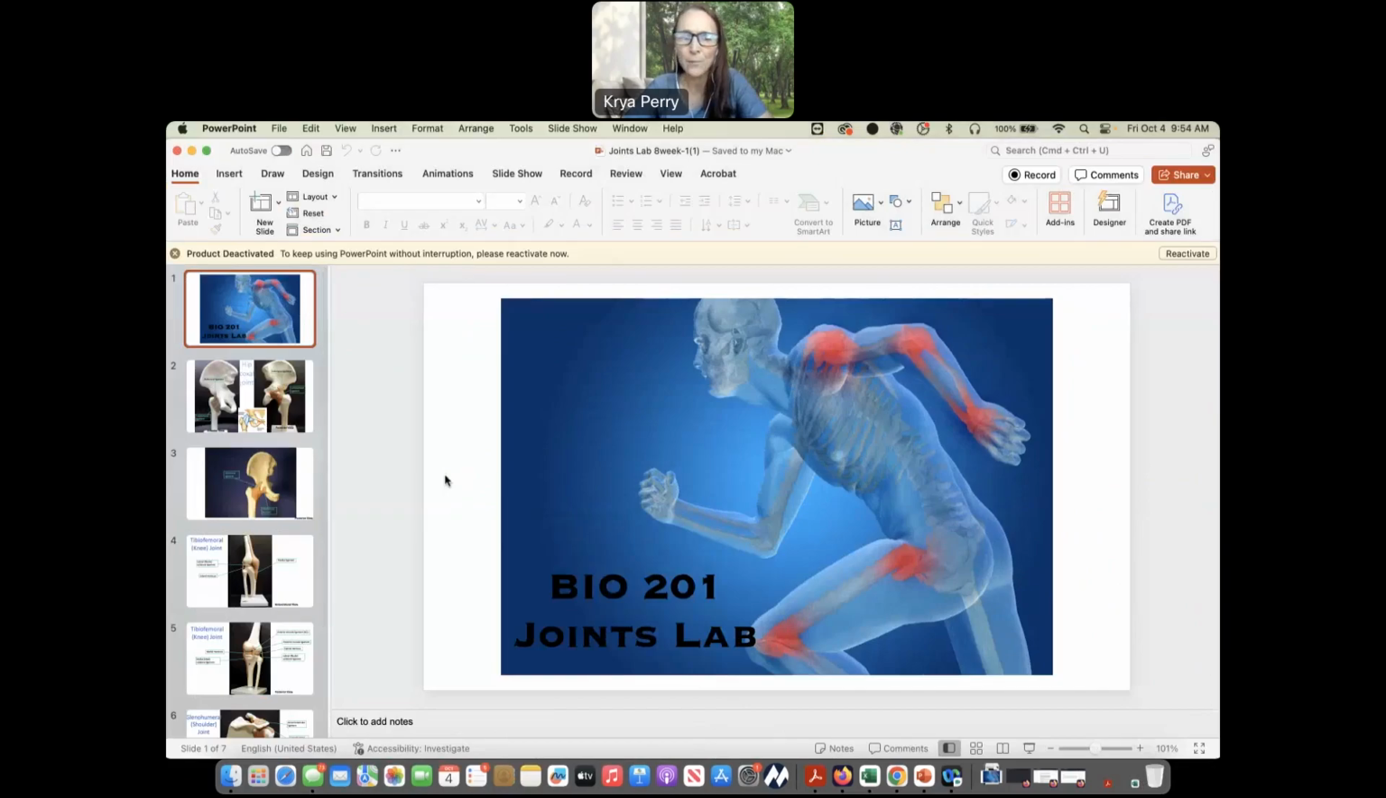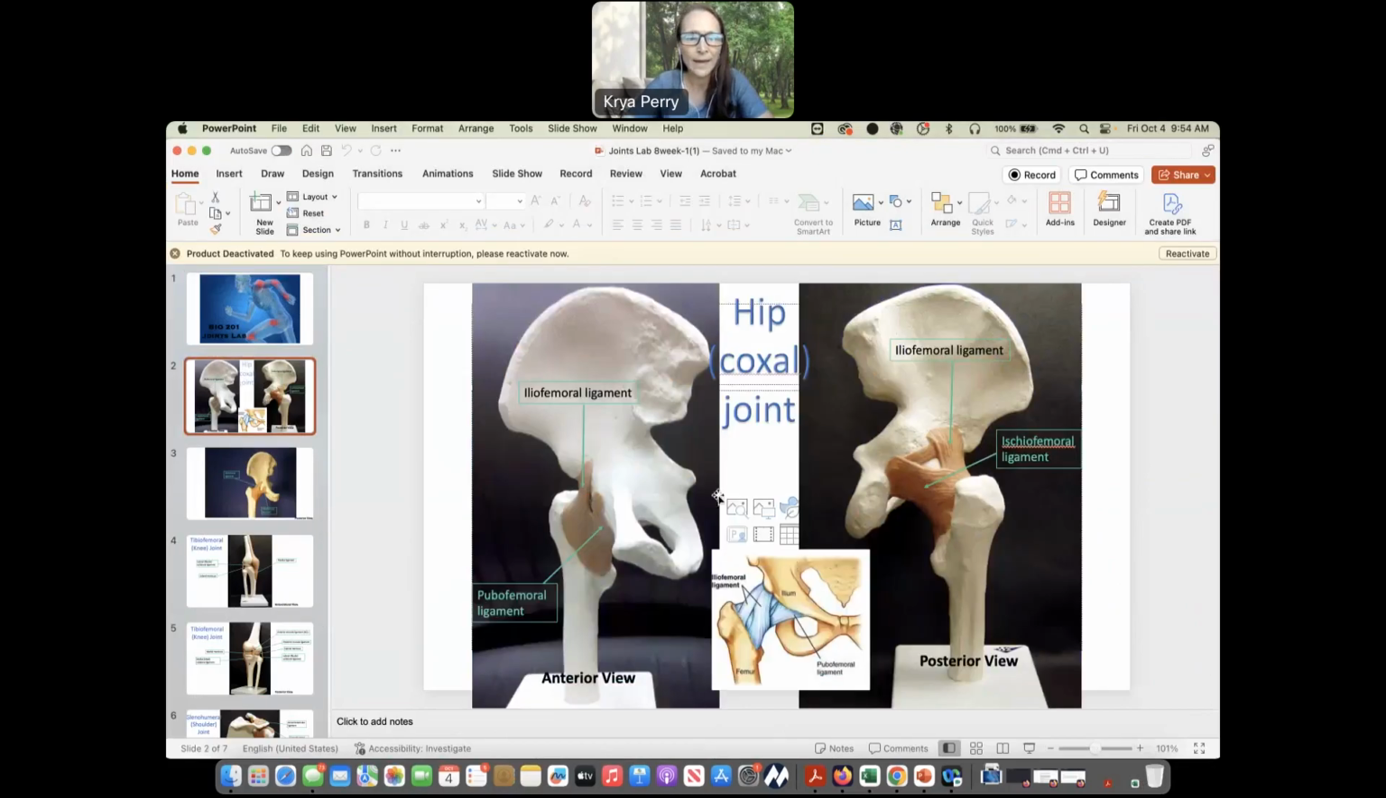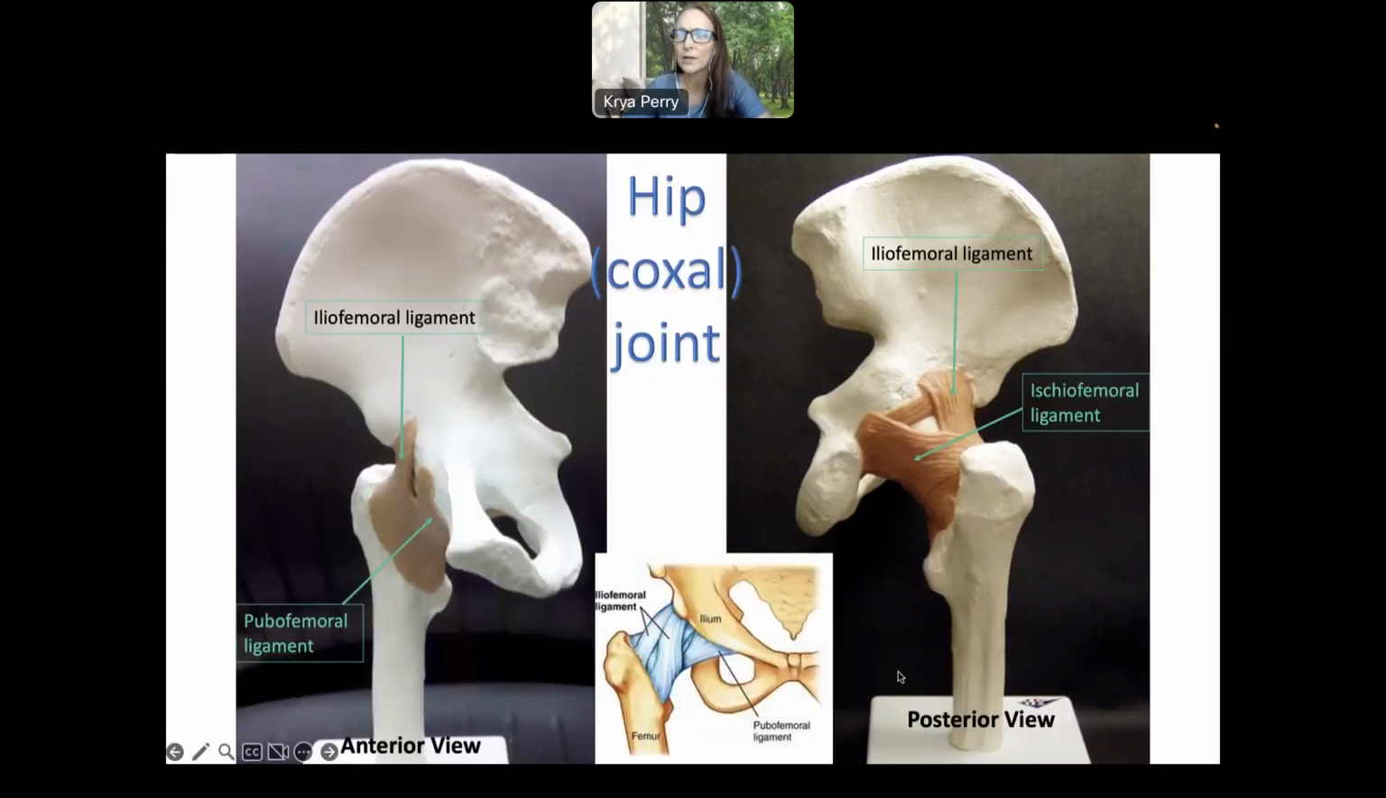So I'm going to pull this PowerPoint up for you, and then we're just going to go through the joints together. Basically, the first set of ligaments that you're going to have to know are for the hip, or the coxal joint. And this is great because if you know the names of the bones of the os coxa as well as the femur, it's going to make it really easy for you to know these ligaments. So if you look here, this ligament is spanning from a portion of the ilium to the femur.